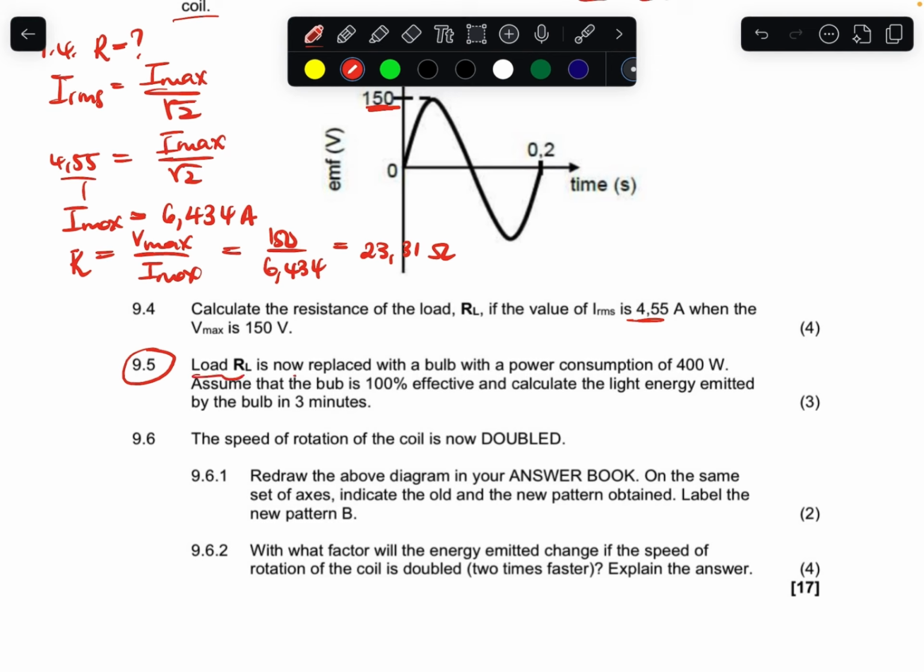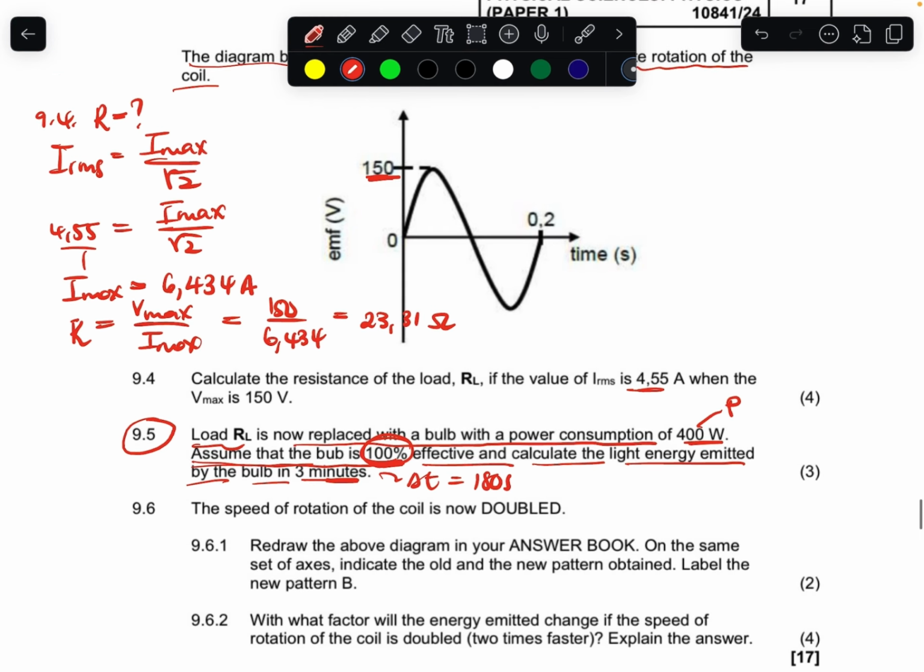9.5, it says the other load is now replaced with a bulb with the power consumption of 400 watts. So the power is 400. Assume that the bulb is 100% effective, and calculate the light energy emitted by the bulb in 3 minutes. So what do we have? We have time, and the efficiency is 100%, so it works entirely. So we're gonna change the 3 minutes into seconds. It's gonna be 3 times 60, it's 180 seconds.